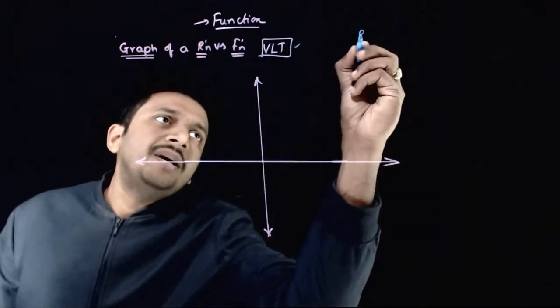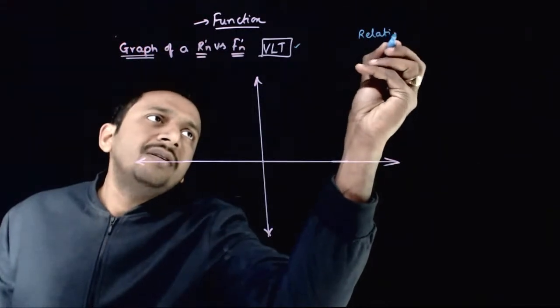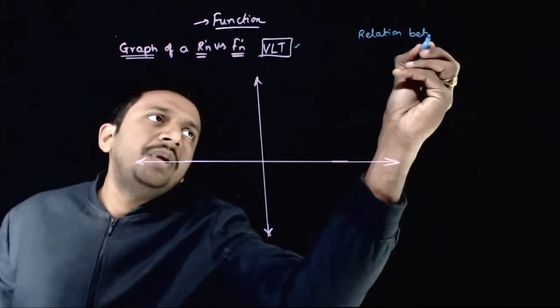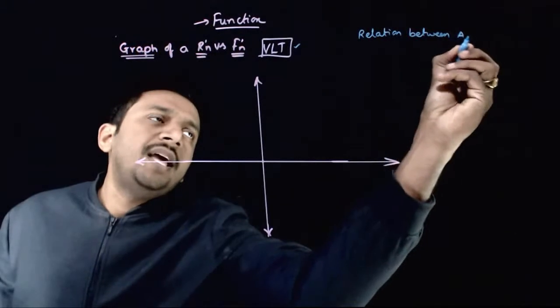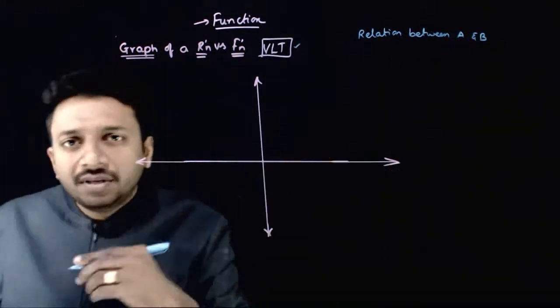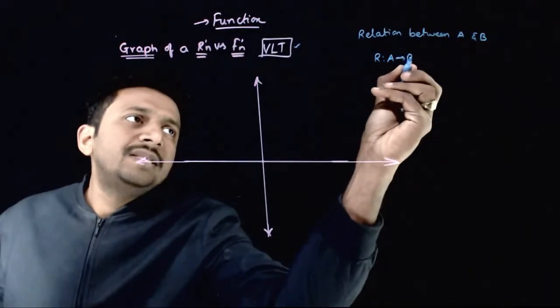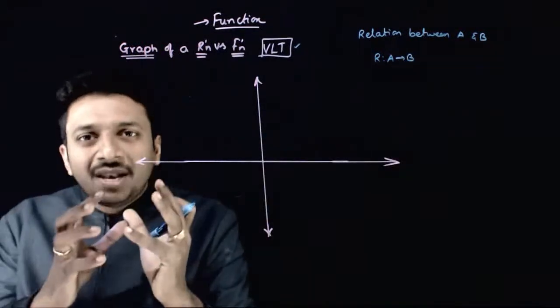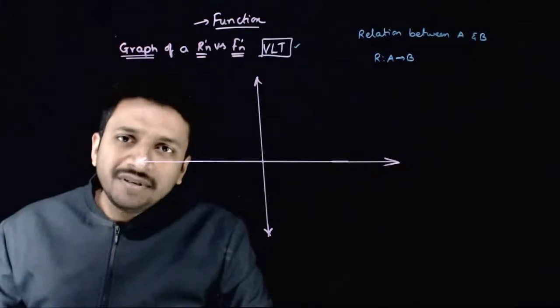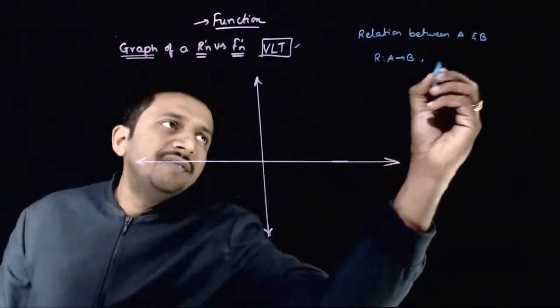So some relation between the sets A and B. So we know that relation from A to B is some way of mapping some elements of set A to some elements of set B, right? So let us take a definition.